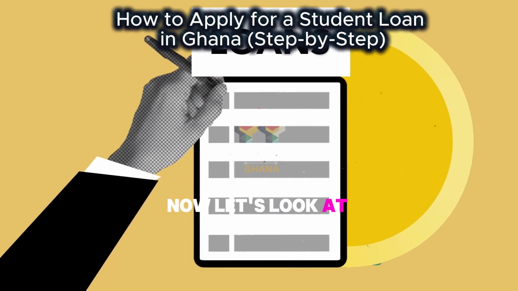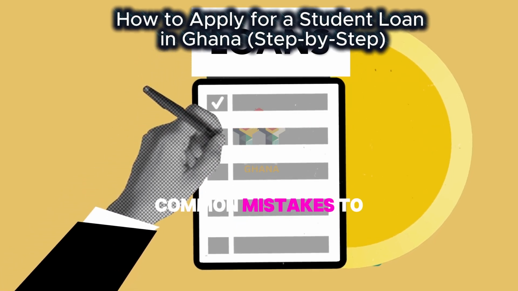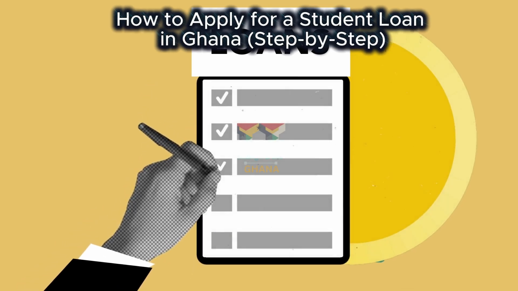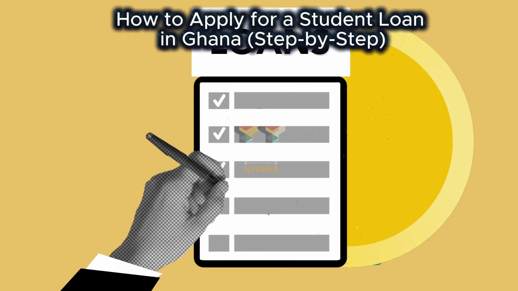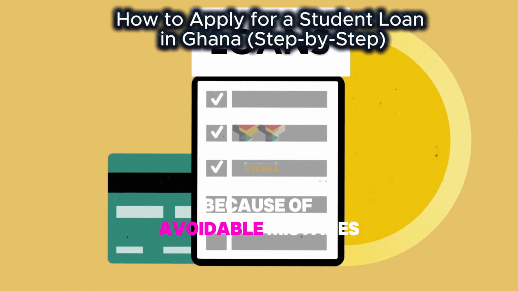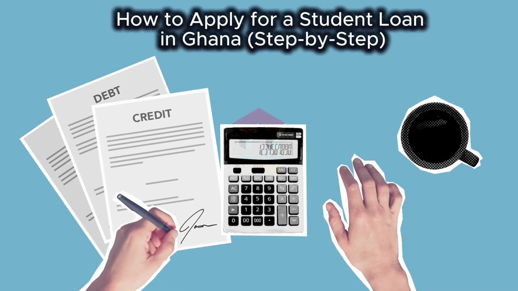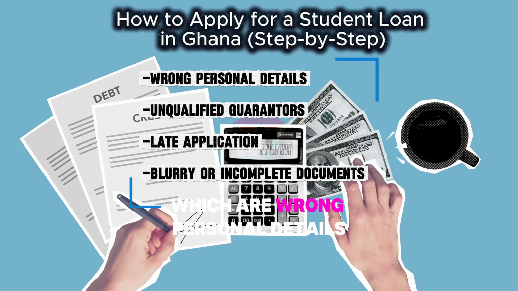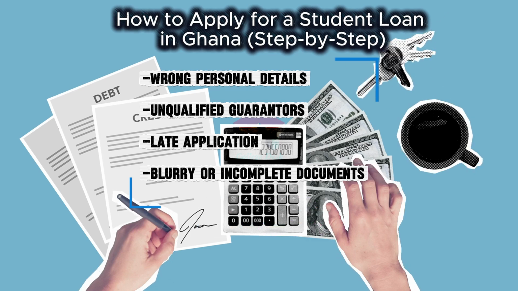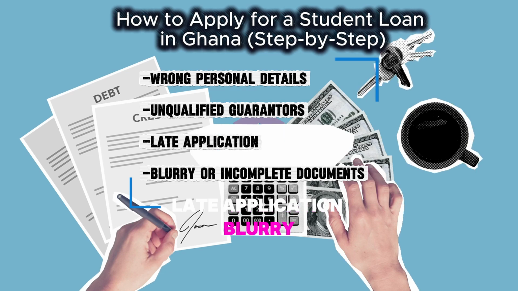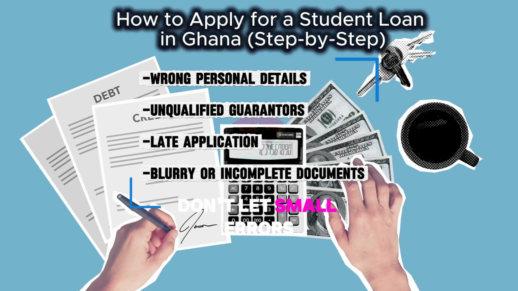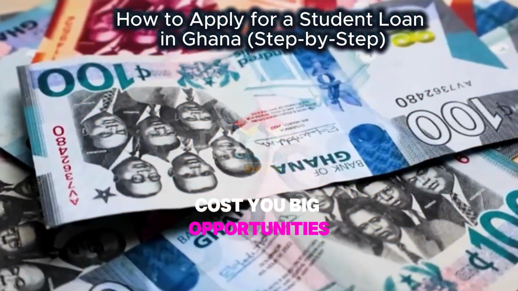Now let's look at some common mistakes to avoid in this application process. Many students get rejected because of avoidable mistakes, which are wrong personal details, unqualified guarantors, late application, blurry or incomplete documents. Don't let small errors cost you big opportunities.